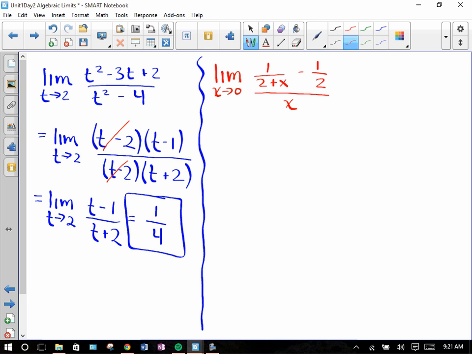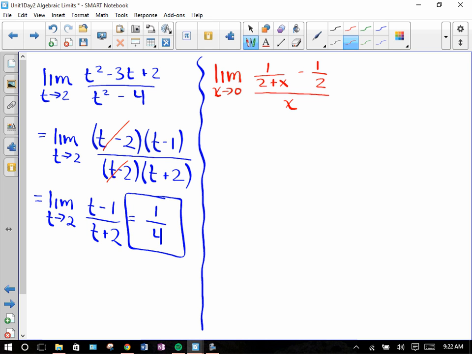Alright? So the first thing we need to do is make this numerator simpler. But I can't combine it because the denominators are not common. So I need to make these like denominators. I see this is 2 plus x, and this is 2. The easiest way to do that is to multiply this by 2 over 2 and this by 2 plus x over 2 plus x.